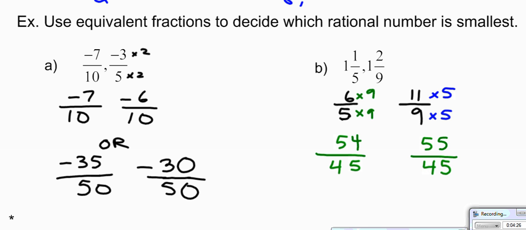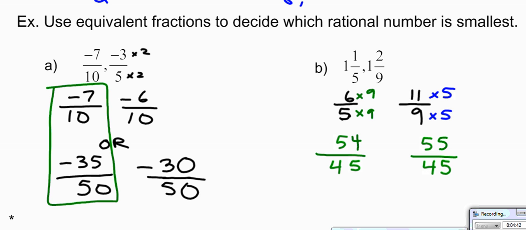Either way, we're looking for the value that is smallest. So we're looking at negatives. We're thinking farthest to the left. So -7/10 or -35/50, these would be the smaller values because they would be further left on a number line.